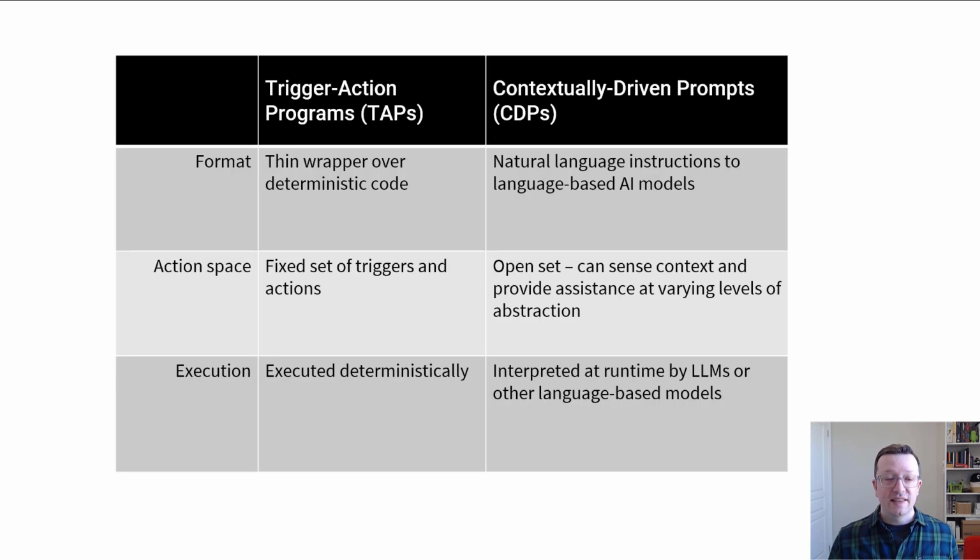And so CDPs extend this existing concept of trigger action programs, but there's a few important differences. Whereas trigger action programs are thin wrappers over deterministic code, CDPs are natural language instructions to language-based AI models. As well, instead of a fixed set of triggers and actions that you have in trigger action programs, CDPs are open set in that they can sense context and provide assistance at varying levels of abstraction. And while trigger action programs are executed deterministically, CDPs are interpreted at runtime by LLMs or other language-based models. And I'll show an example of this with a vision language model later in the talk.